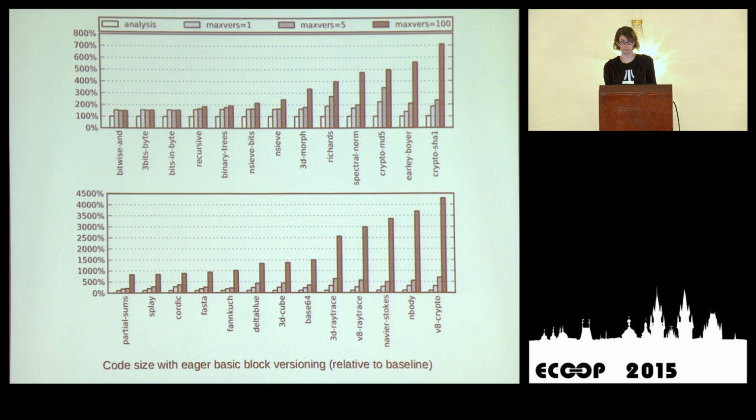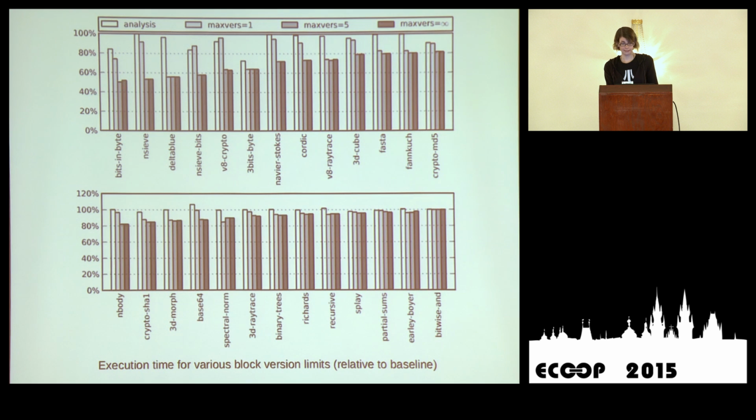And this is the same graph with eager basic block versioning. So this is just to show you that generating basic block versions eagerly doesn't really work in practice, and laziness makes all the difference. This is the execution time relative to our baseline. So here, less is better. So this shows that in most cases, we have a speed up. In many cases, over 20%. And again, with 5 versions per block, we get almost as good as no limit.